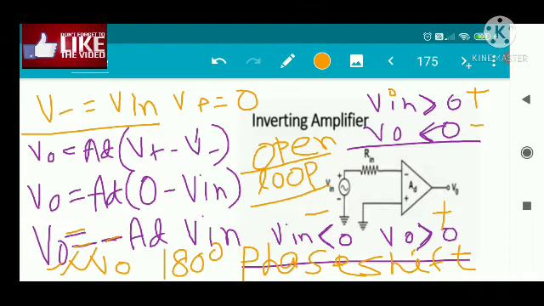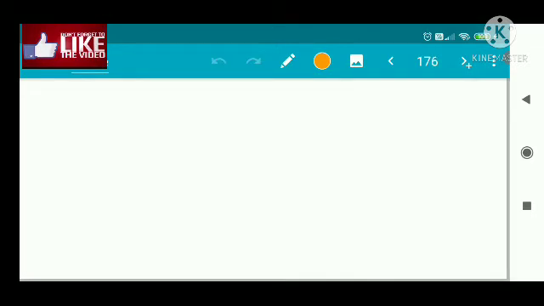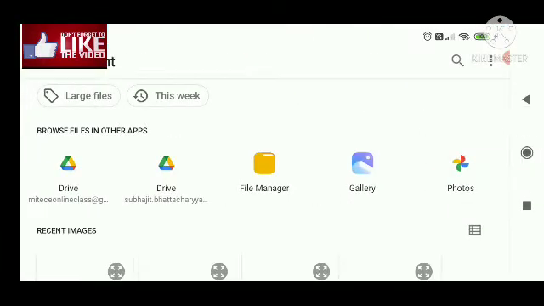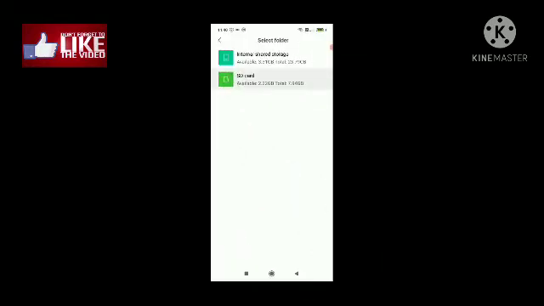Okay, so next we will discuss the non-inverting amplifier. As the inverting amplifier has a 180 degree phase shift with the input, the non-inverting amplifier has a 0 degree phase shift with the input. Okay, the output of the non-inverting amplifier with the input has a 0 degree phase shift. So I am just quickly fetching the diagram of the non-inverting amplifier.